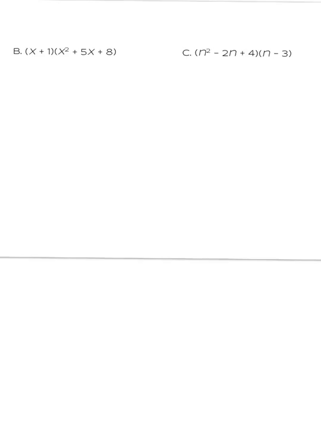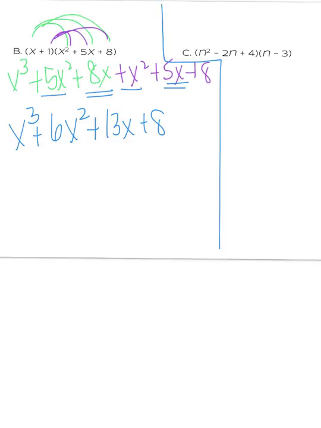Alright, I want you to go ahead and try B on your own, doing exactly what I did in A. Here is my work and my final answer for B. What do you notice in C? How is it different from A and B?